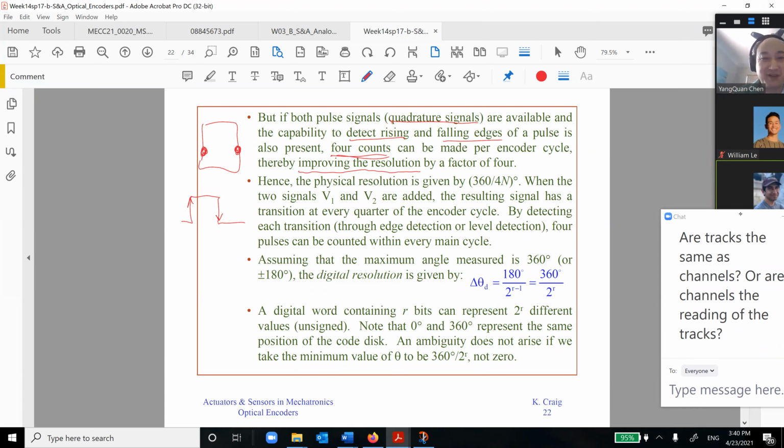So in that sense, physically, it's not just fixtures, it's real. You can improve the resolution by a factor of 4, because with this signal, you then have another signal, so you also have a rising edge and falling edge. So you have 1, you have 2, you have 3, you have 4. So this all can be used. So in that sense, it's 360 degrees divided by 4n. So now you understand.